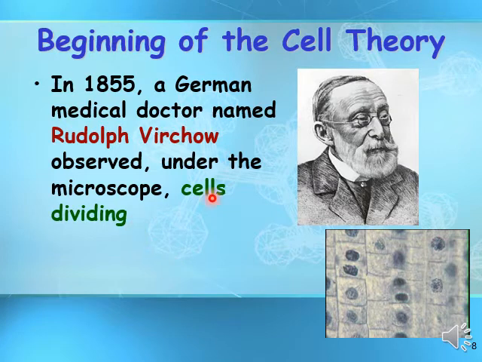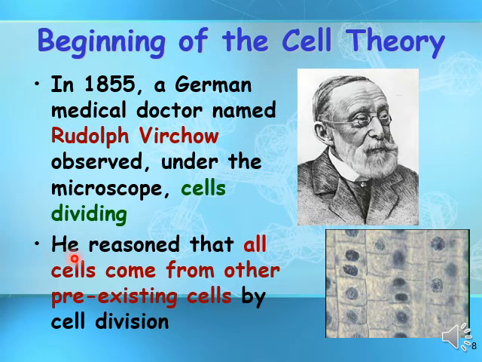In the year 1855, German medical doctor named Virchow observed under the microscope cells dividing. The division of cells was observed in the year 1855. All cells come from other pre-existing cells by cell division. So through cellular division, new generations of cells come from pre-existing living cells.